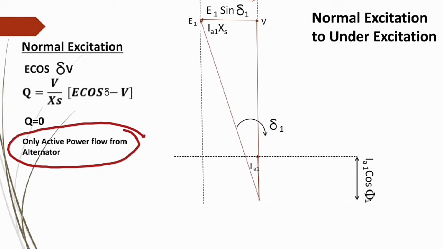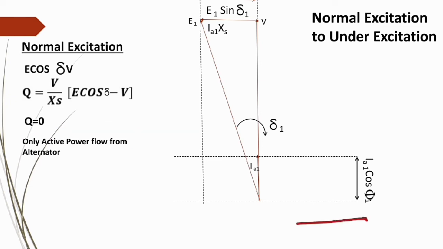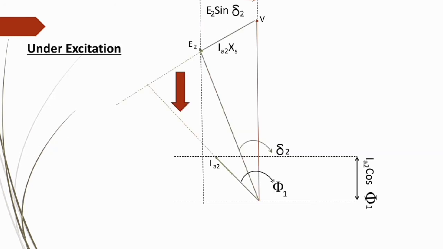Okay, so the next one is under excitation. That means we will decrease the EMF. In my previous case the EMF, or you can say excitation, was at this level, then we decrease from this and we will get E2. So here you see we will go for the under excitation.